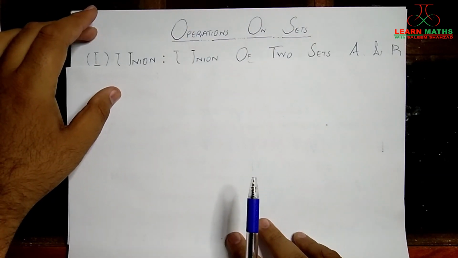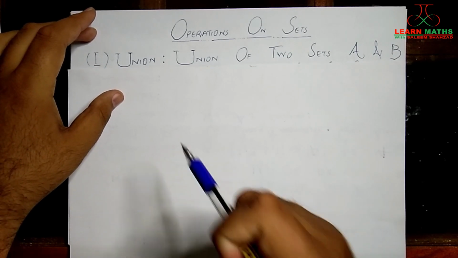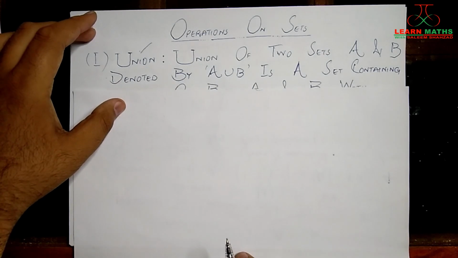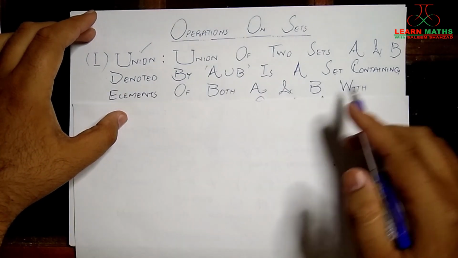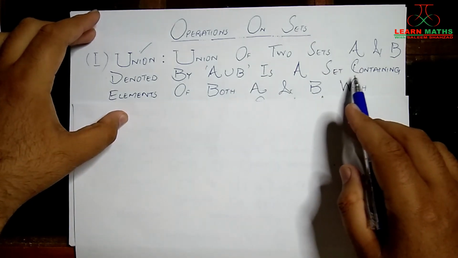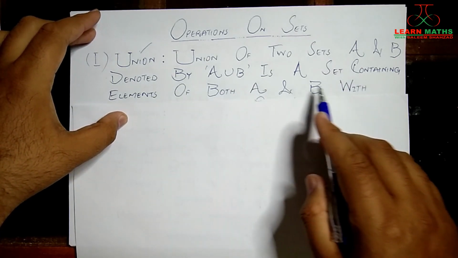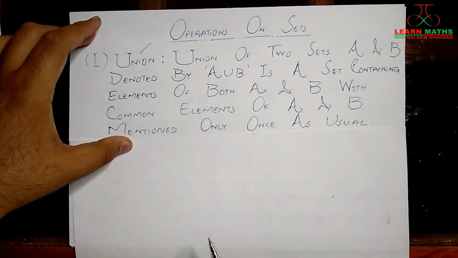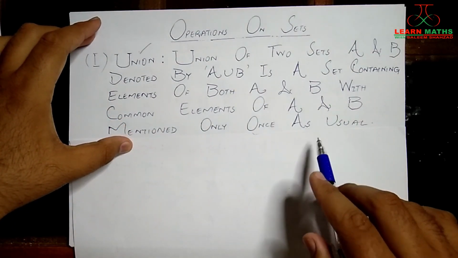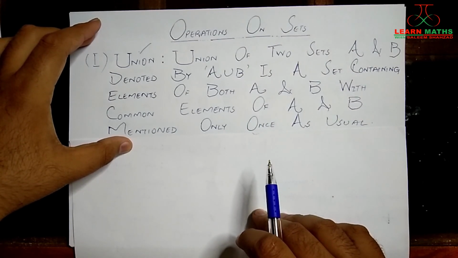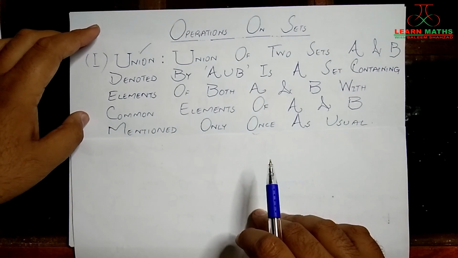So the first operation that we are going to talk about today is the union of two sets. Now the union of two sets A and B, denoted by A union B, is a set containing elements of both A and B, with common elements of A and B mentioned only once as usual. So it contains elements of both sets and we write the common elements just once.